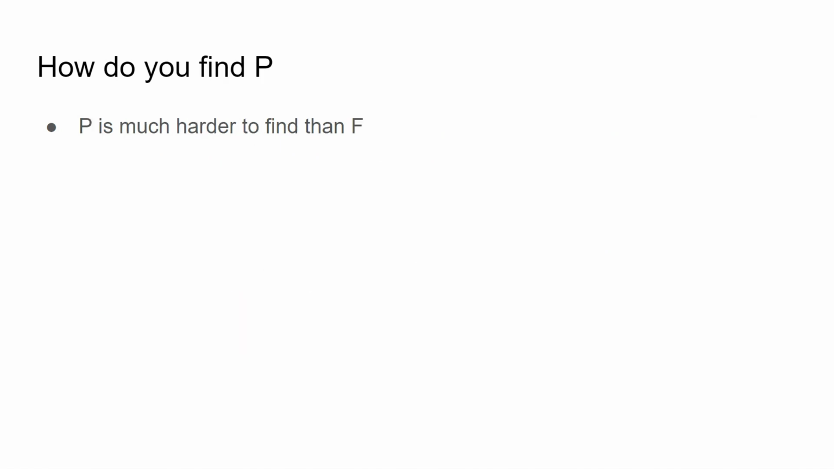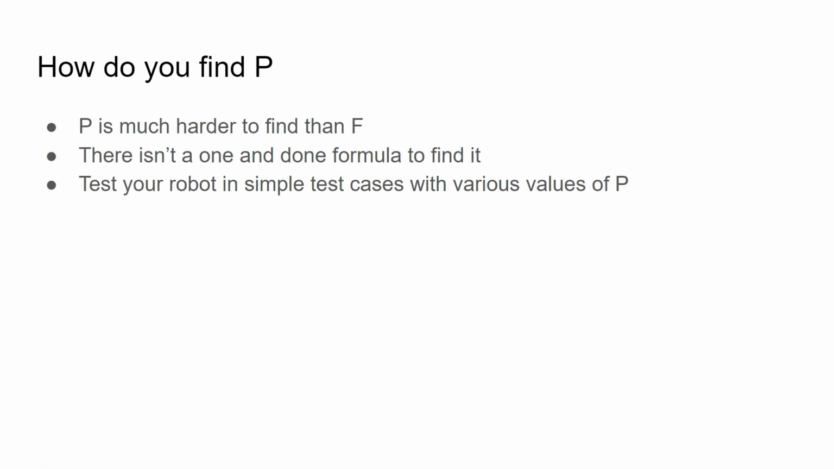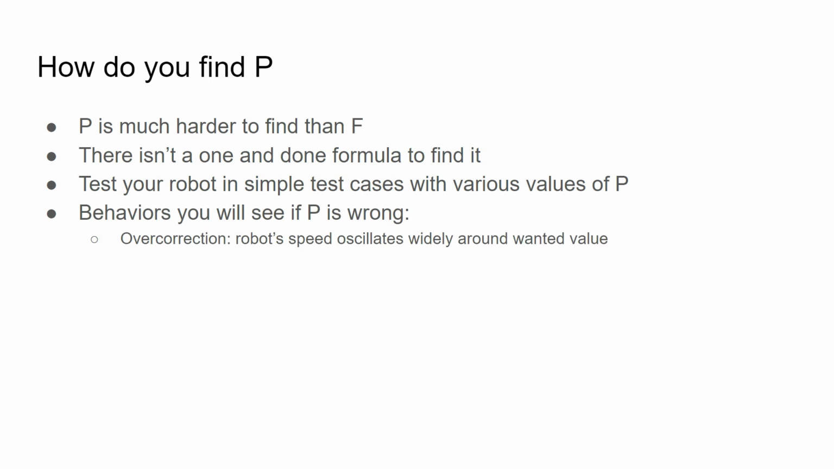Fantastic. How do you find P? Well, sadly, it is not by any means as easy as finding F. There actually isn't a way to deterministically find it. I'm not going to go through this in much detail, but you want to test your robot in some simple cases with various values of P. To give you a head start on how to figure this out, here are some behaviors you will see if your P is wrong. One of the behaviors is called overcorrection. If you tell your robot to drive at 0.5 meters per second, whenever it goes slightly over 0.5 meters per second, it'll overcorrect and go way too slow.